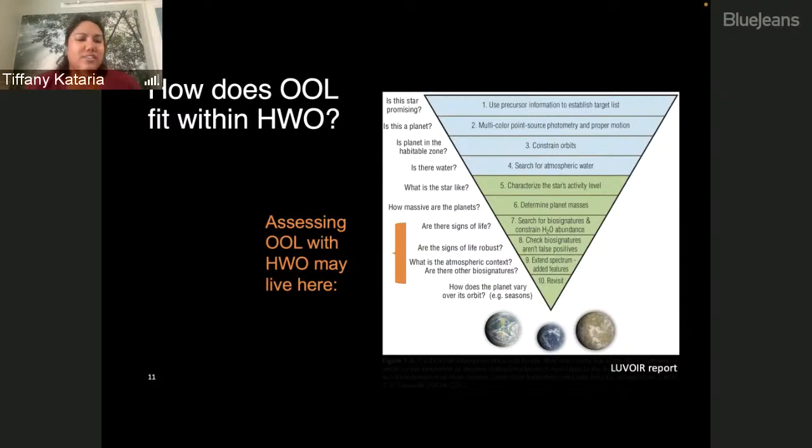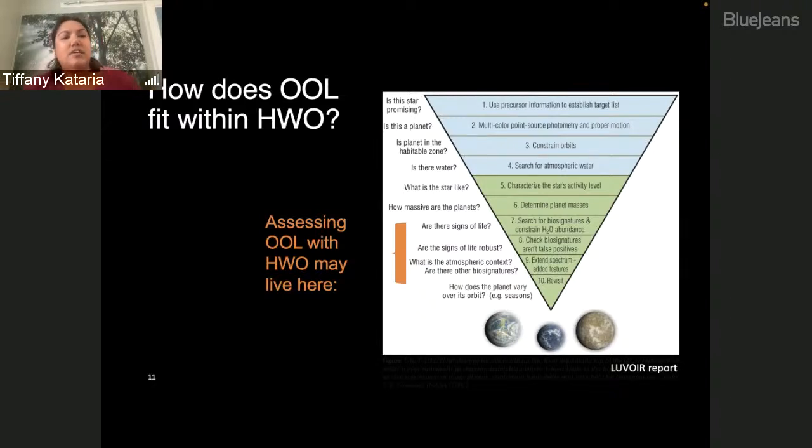And so this is an inverted pyramid. I'm sure many of you have seen this from the Louvois report in terms of how you might assess life on an exoplanet that could be observed with the survey. From the top down, you're asking more detailed questions about the system. Of course, are there signs of life? Are these signs of life robust? And what's the atmospheric context?